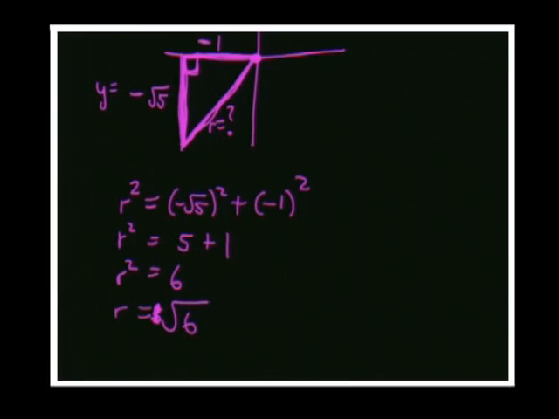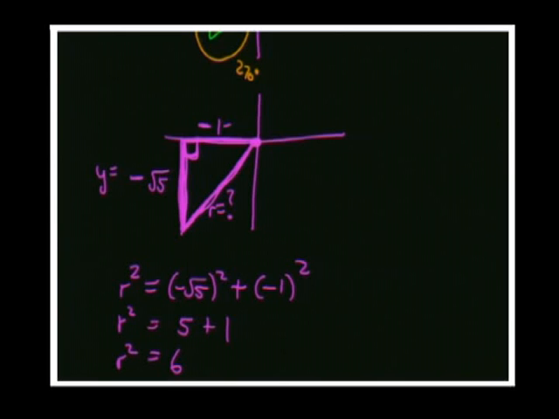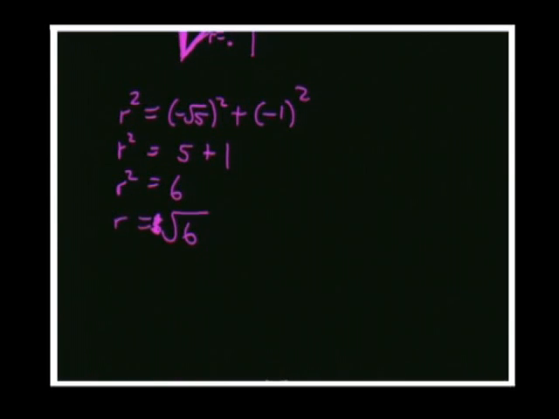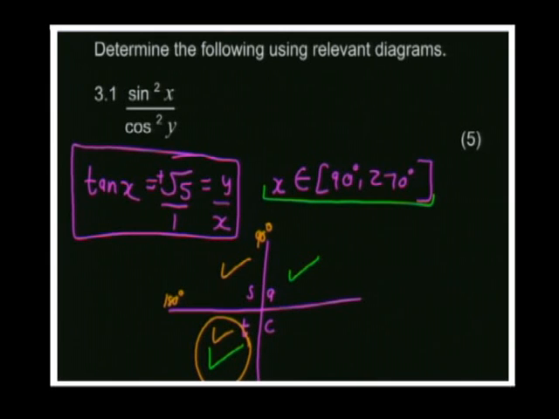Right, so I have my y value, I have my x value, and I have my radius. So my first diagram is done, and I have all the different variables that I need to solve my trig ratio. Let's look at the first question. What did they want us to solve here? They said sine squared x over cos squared y. Okay, that's a problem. I have the diagram for x, but I don't have the diagram for y. So I still need to go set that up as well.